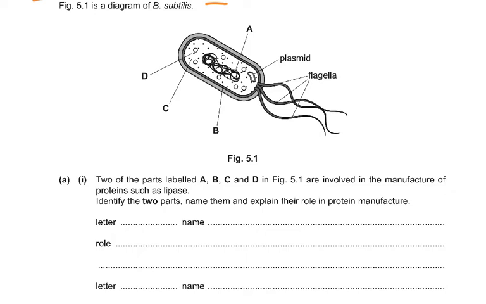So two of the parts labeled A, B, C, and D in figure 5.1 are involved in the manufacture of proteins such as lipase. Identify the two parts, name them, and explain their role. So letter A, you have to give the letter. A is the DNA. You can also say genetic material. And what is the function of A? It contains the gene for the protein lipase and codes for the production of the protein lipase.